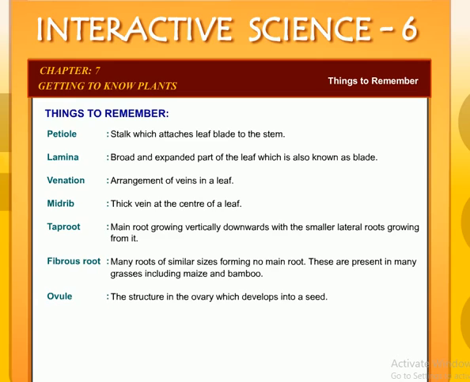Taproot. Main root growing vertically downwards with the smaller lateral roots growing from it. Fibrous root. Many roots of similar sizes forming no main root. These are present in many grasses including maize and bamboo. Ovule. The structure in the ovary which develops into a seed.